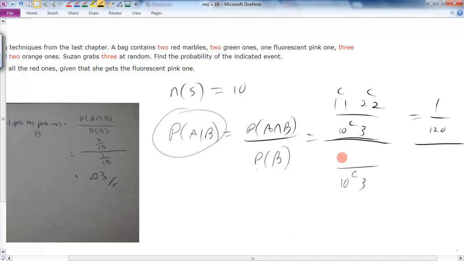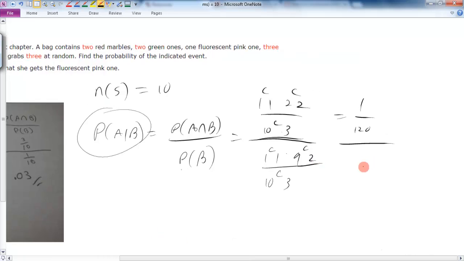She's going to get the pink. So 1 combinations 1. That's the number of ways getting the pink. Now, we still have to fill in the other 2 marbles, but we can do that with any marbles. It doesn't have to be the red ones. So therefore, out of the 9 marbles, we just need to choose any 2 of those. So now, over here, I'll move this equal sign down here. So now, the denominator is going to become 9 combinations 2, and that is 36 over 10 combinations 3. That's still 120. So you can see this gives us the answer of 1 out of 36.